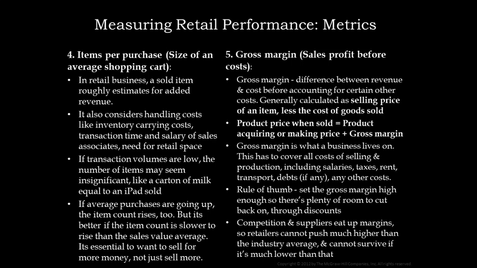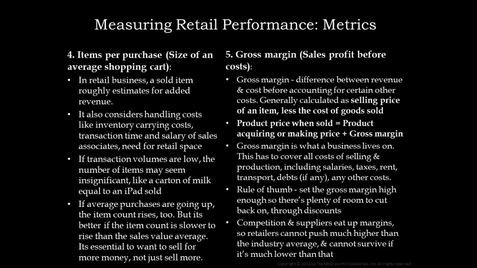If average prices are going up, the count rises too, but it's better if the item count is slower to rise than the average sales value. It's essential to want to sell for more money, not just sell more. You see the trade-off? If you have both going in the right direction, you are selling more value and selling more, then it's a win-win situation. But if you're just selling more low-value items, you may not be able to cover the costs in the long run.